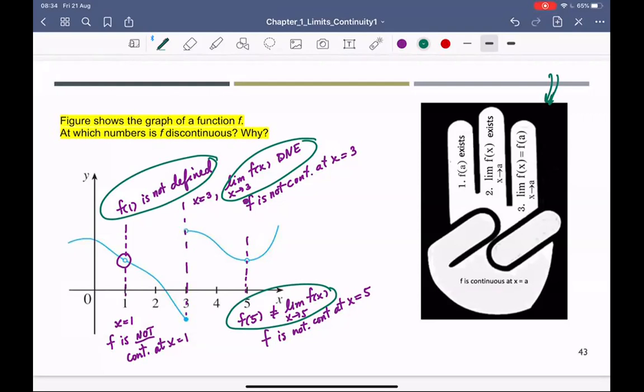If you want to show that f is continuous at a, you need three conditions. You can memorize them by using your three fingers here. f(a) exists, the limit exists, and if they are equal to each other, then yes, the function is continuous. We have about 20 minutes left here, so we're going to do a few examples.